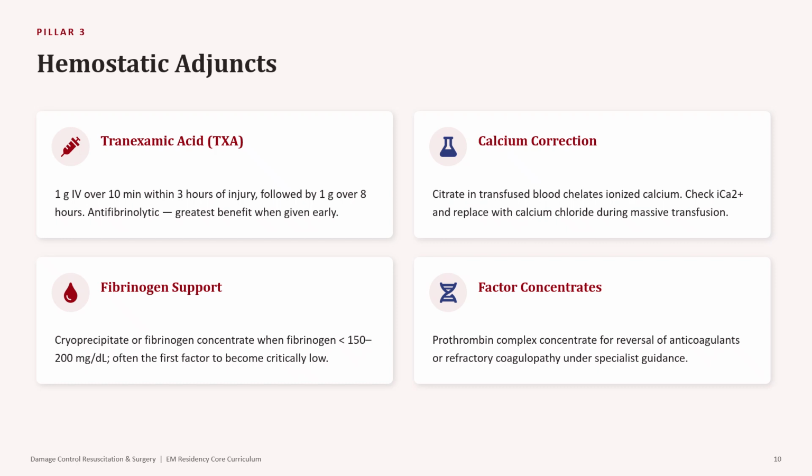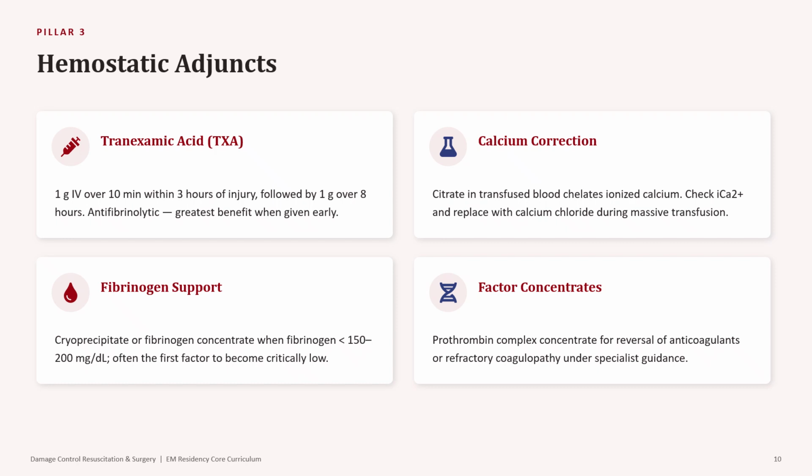Then comes the hemostatic adjuncts, the third pillar. Tranexamic acid should be given at a dose of 1 gram intravenously over 10 minutes within 3 hours of injury, followed by 1 gram over 8 hours. Antifibrinolytics have greatest benefit when given early in the course. Then give fibrinogen support, cryoprecipitate or fibrinogen concentrate, when fibrinogen is less than 150 to 200 milligram percent, often the first factor to become critically low.